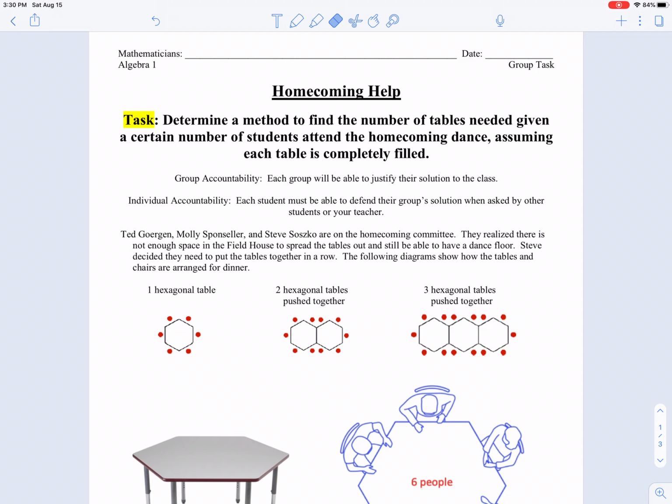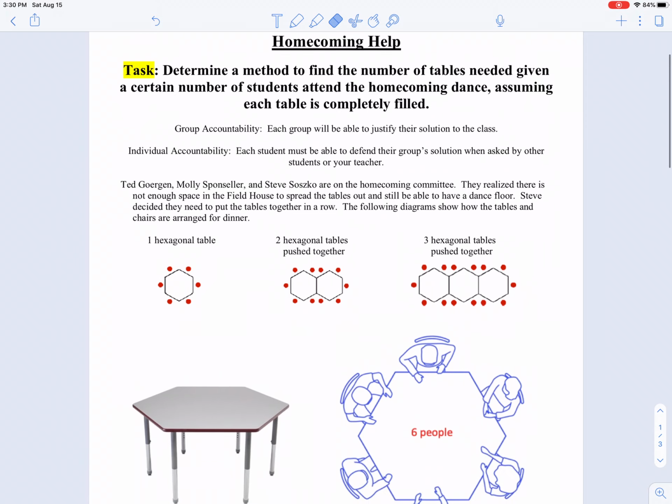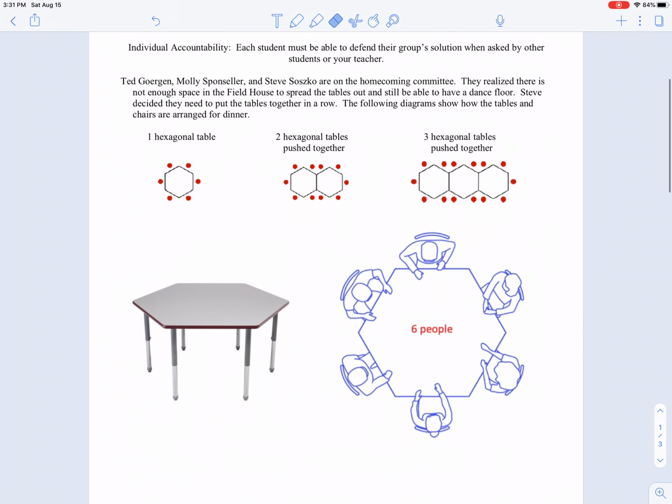So what I want you to start thinking about is a way to determine a method to find the number of tables needed given a certain number of students attend the homecoming dance, assuming each table is completely filled.